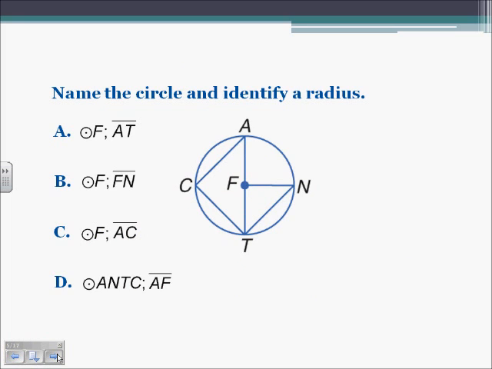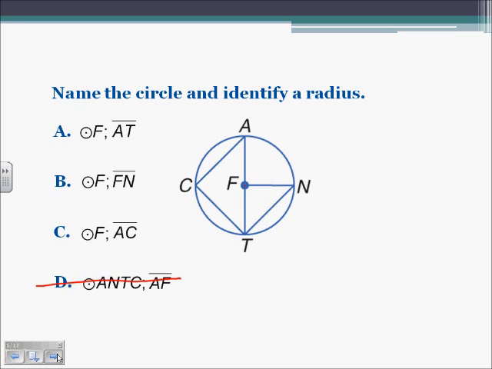In this problem, we are asked to name the circle and identify a radius. To identify the circle, we need to know what the center point is. We look at the center as F, so we know right away we can eliminate answer D because that doesn't have the correct naming of the circle. Then we need to look for a radius. If we look at our circle, the radius is going to be any segment where the endpoint is at the center and on the circle.